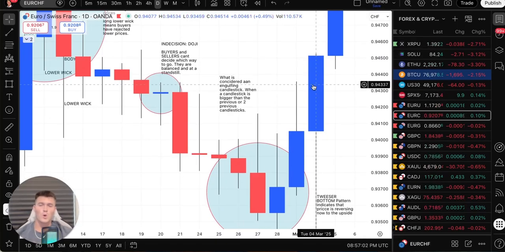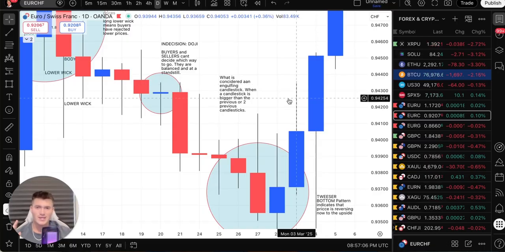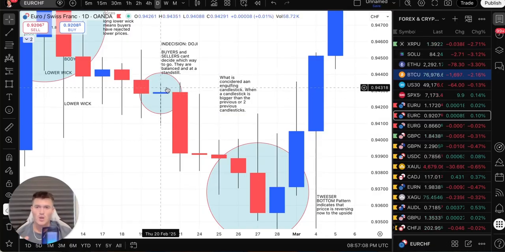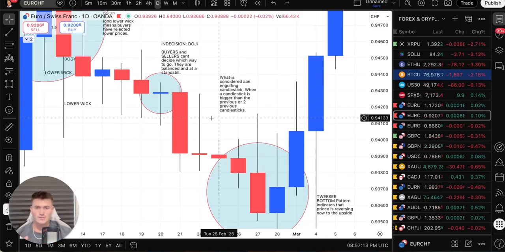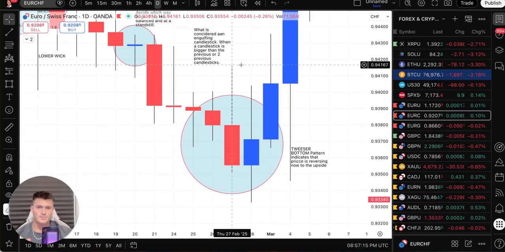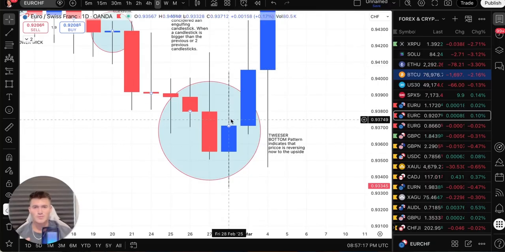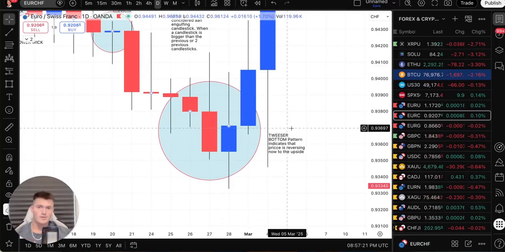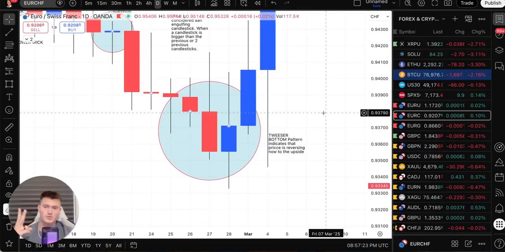We went over what is considered an engulfing candlestick, and that is when a candlestick is bigger than your previous two candlesticks. We went over our tweezer bottom pattern that indicates price is reversing to the upside. So we've got tweezer bottom and tweezer top. We've got our tweezer bottom, price is indicating that we are going to the upside now, and our tweezer top, that price is indicating that we're going to the downside.